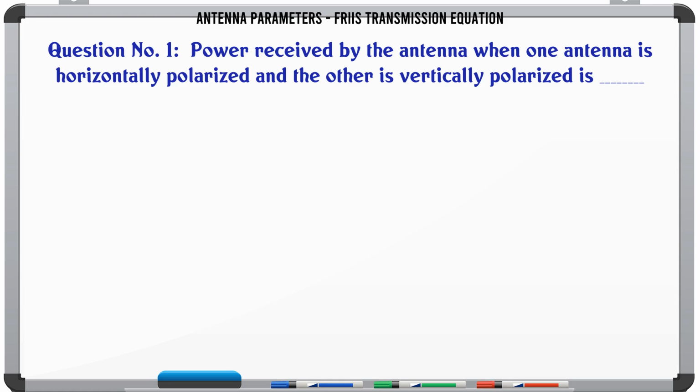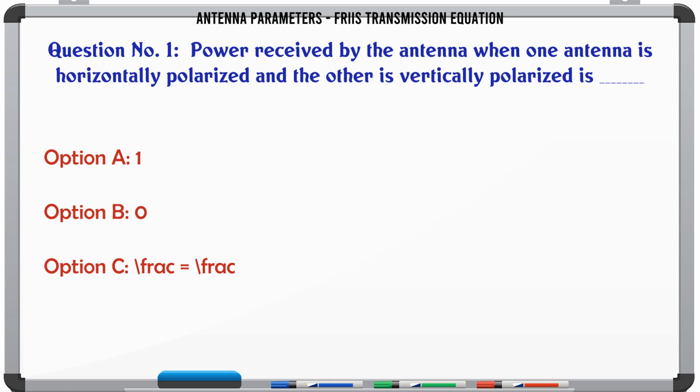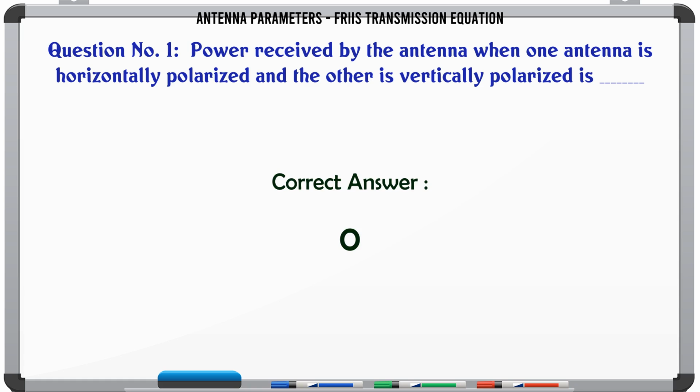Power received by the antenna when one antenna is horizontally polarized and the other is vertically polarized is: A, 1; B, 0; C, (PR/PT) = (GT GR λ²)/(4πR)²; D, (PR/PT) = (GT GR λ²)/(4πR)² for R ≫ λ. The correct answer is 0.